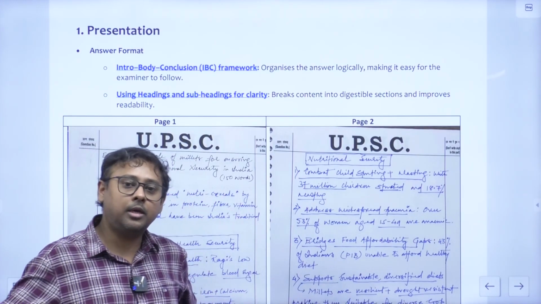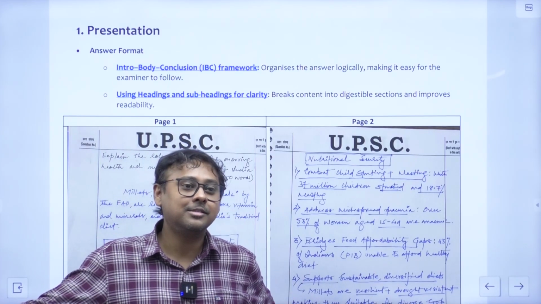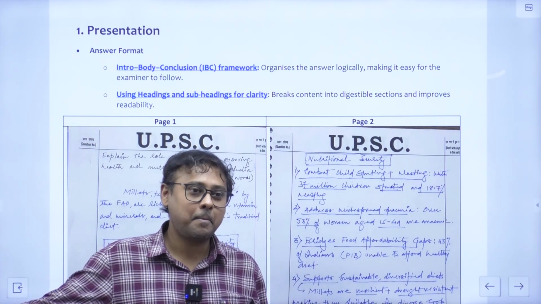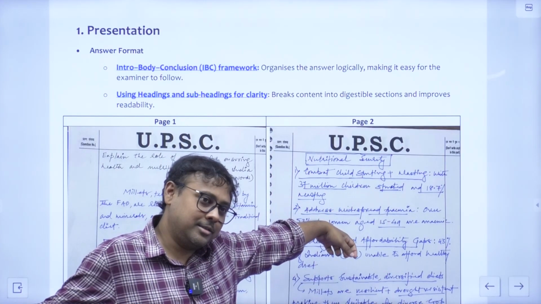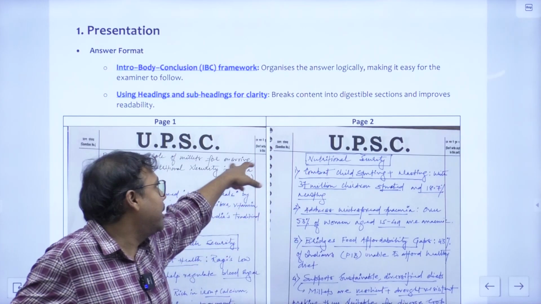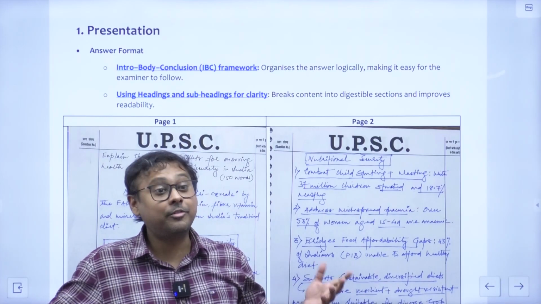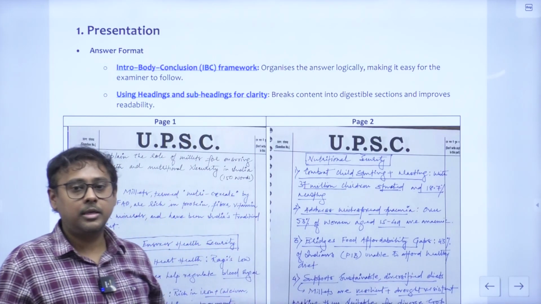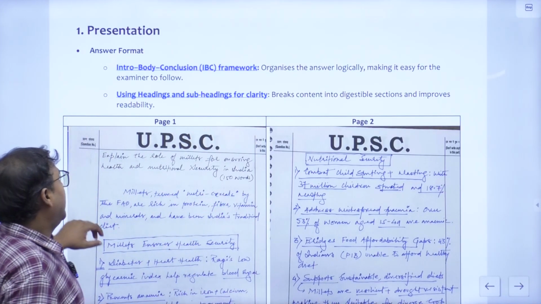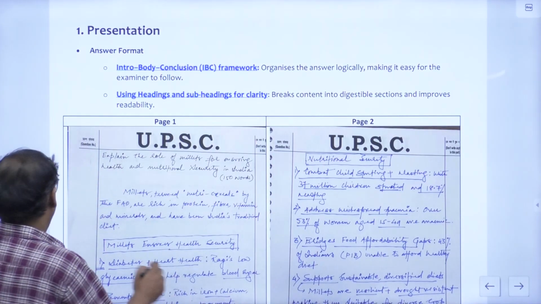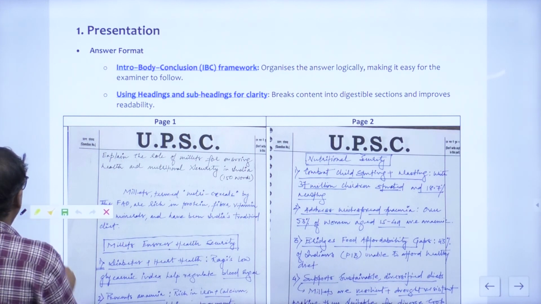If you follow university answers, how many are from a humanities background here? Humanities. You, what is your subject? Political science. Okay. So when you wrote political science answers, were there any times when you did not give an intro and conclusion? You had to give intro and conclusion because that is a classical method, right? It's a classical format that intro, body and conclusion have to be given, right?